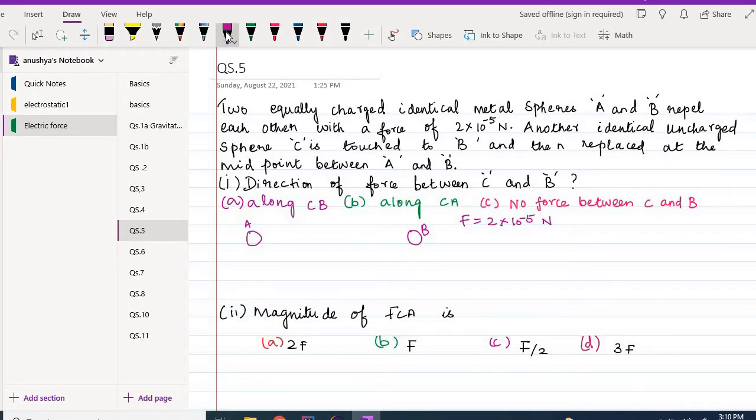Another identical uncharged sphere C. Let the two charges be separated by a distance of r, and the force between them is 2 into 10 to the power of minus 5 Newton. Another identical uncharged sphere C is touched to B and then replaced at the midpoint between A and B. So we are considering another body, that is an uncharged body C, which comes in contact with the charged body B.